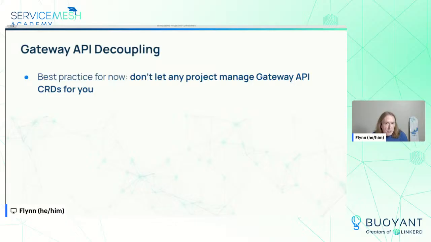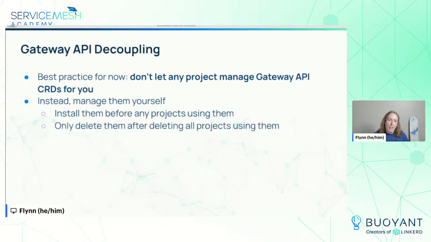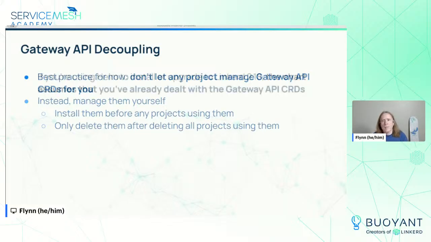don't let any project manage Gateway API CRDs for you. Instead, manage them yourself. This means you install Gateway API CRDs before any of the projects you want to install that use them, and you only remove the Gateway API CRDs after you have removed all of the projects that are using them. This is not a great state of the world. We don't particularly like this. There is a lot of discussion right now in the Gateway API project about how we can do better, but this is the best practice for right now.